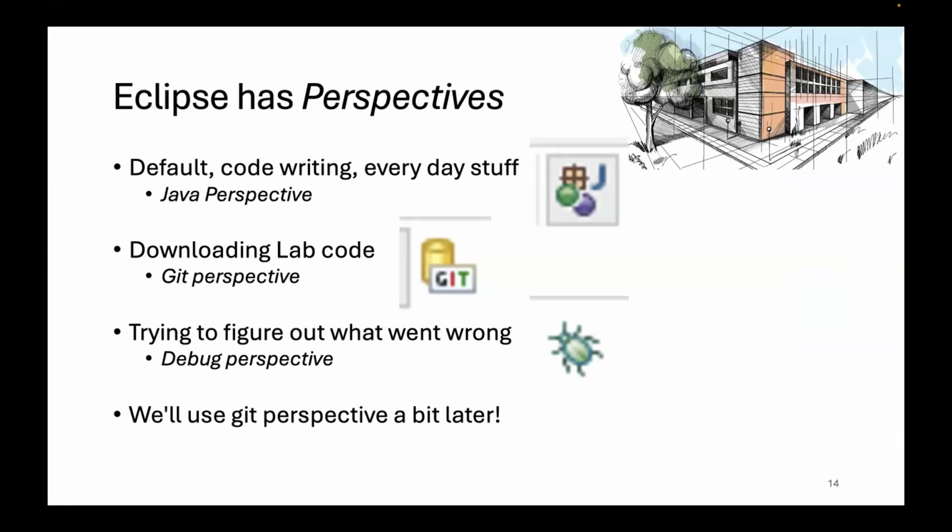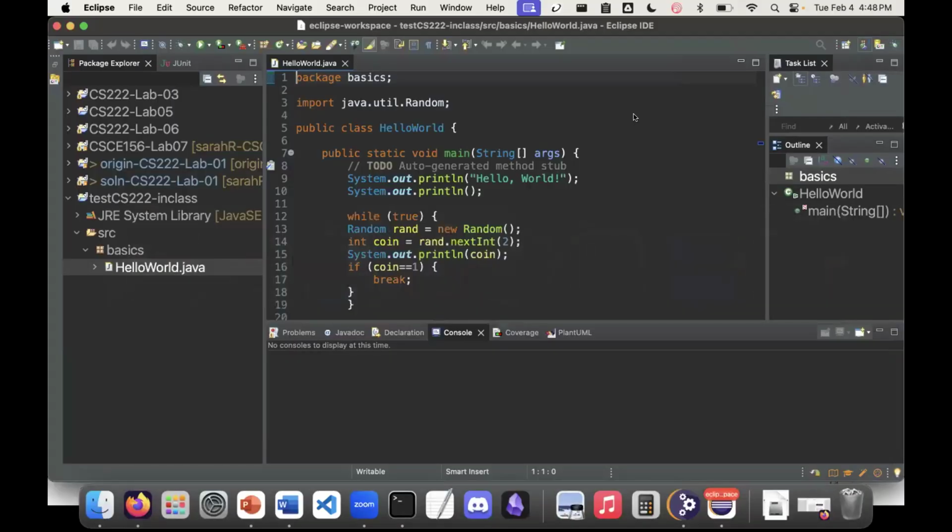Some things to know just before we go forward. Eclipse has what we call perspectives. The default, the one that we start in for everyday code writing, is the Java perspective. Chances are we are currently in the Java perspective. One of the reasons that I hate Eclipse is because there's a very tiny button all the way in the top right that shows you which perspective you're in. So there's a little thing here.